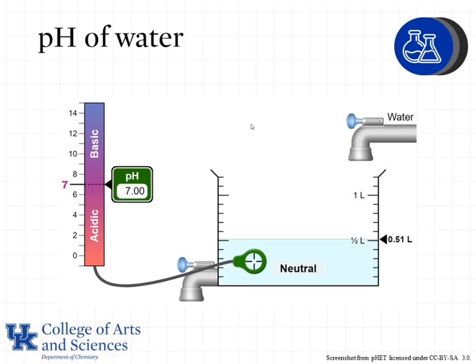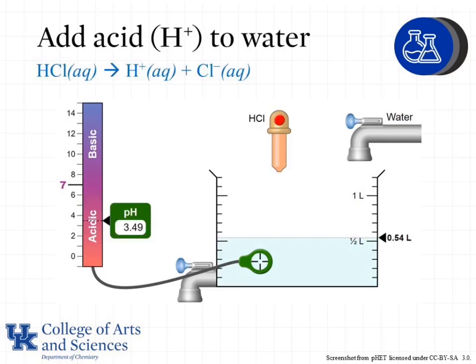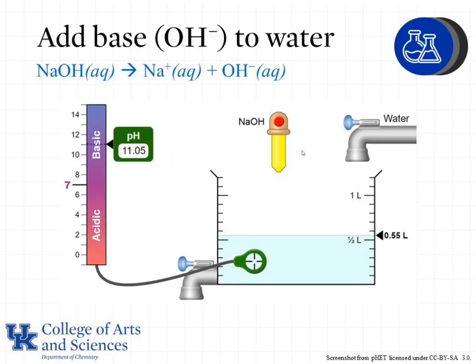Let's first look at the pH of water, which is a neutral solution and has a pH of 7. If we add a small amount of acid to that water, we see a pretty significant drop in the pH because we see an increase in the H+ concentration. If we add a small amount of base, such as NaOH, we see a pretty significant increase in the pH because we see an OH- concentration increase, which leads to an H+ concentration decrease.